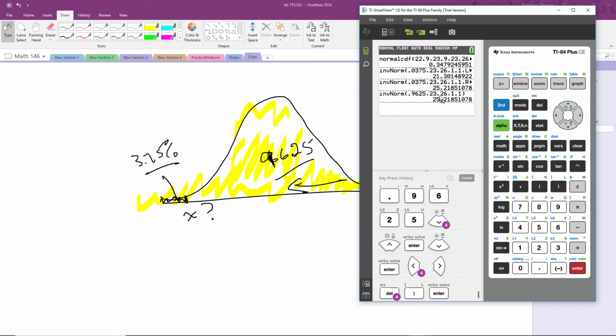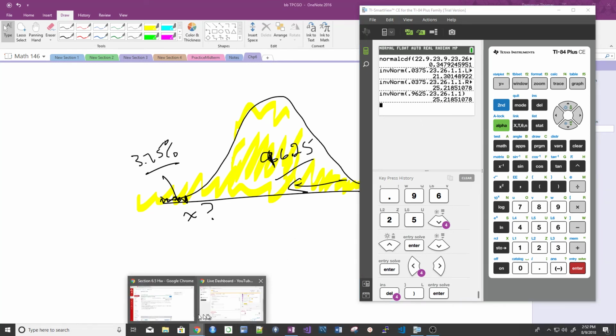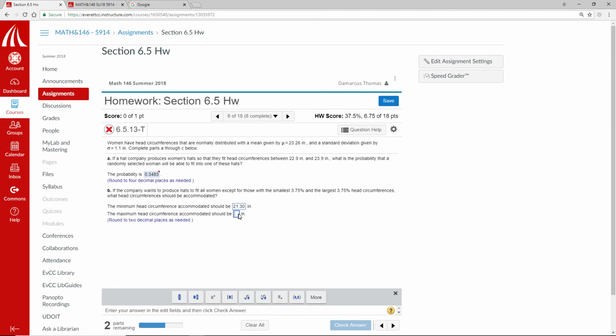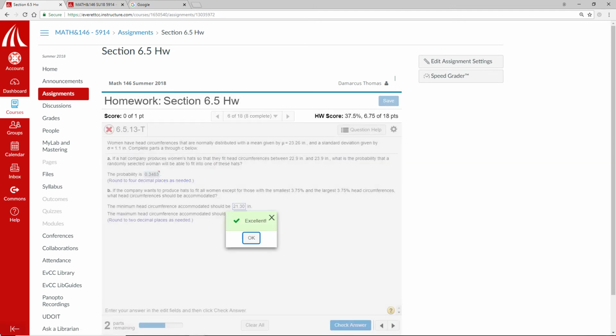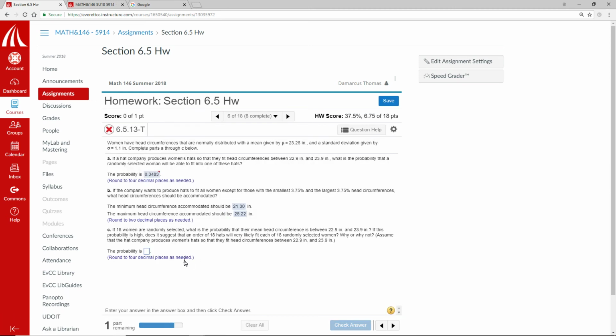Now, this should work, 25.22. Hopefully this was clear. I feel like I didn't explain it that well. Was that clear? We get a thumbs up.